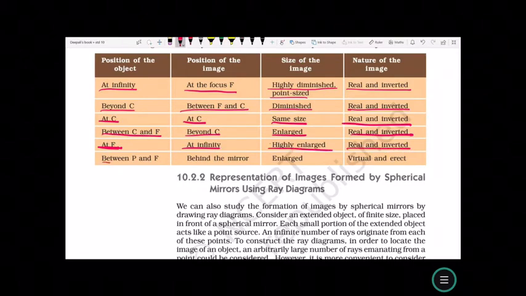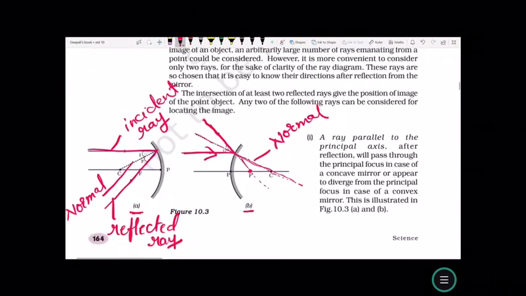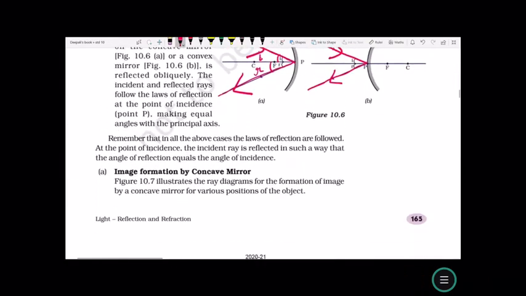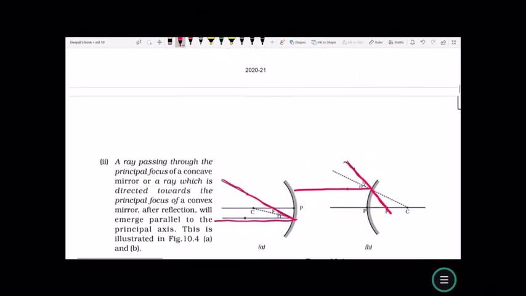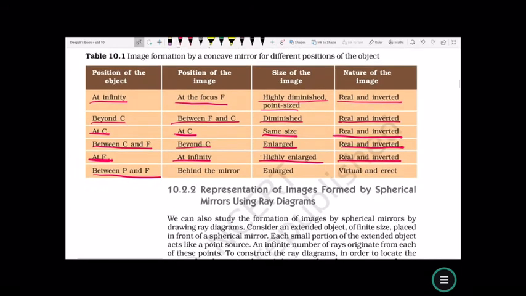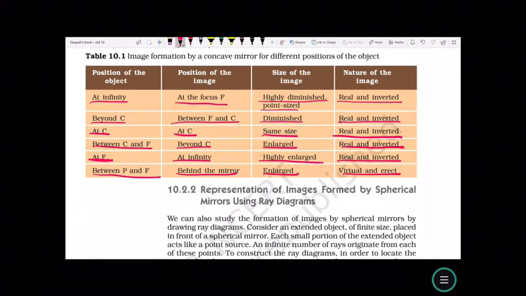And the last position we see is between P and F. If the object is between P and F, a ray goes parallel, and if it is at P, it reflects following the law of reflection, at C, then again at C. But it will form a virtual image which is highly enlarged and behind the mirror. So you can observe between P and F: behind the mirror, enlarged, virtual and erect.